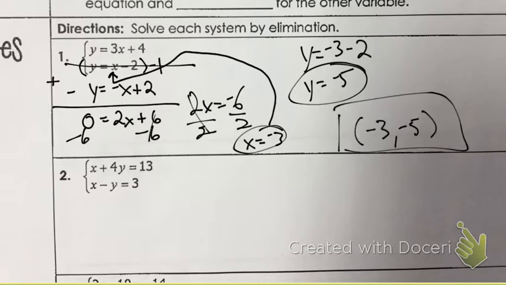There's a lot going on here. It's only the first one. Don't worry if you're like, okay. So let's check it. Negative 3 in for x. Negative 9 plus 4 is negative 5.